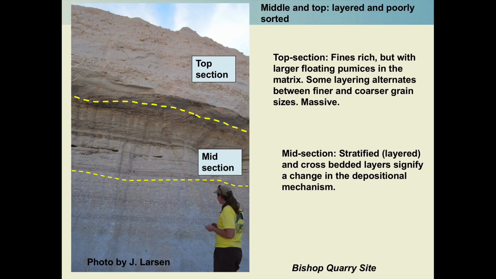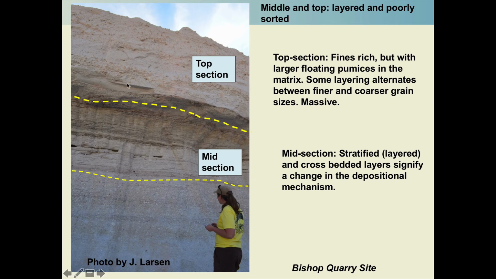I think that might be a fall deposit. The midsection, again, is stratified, layered, and cross-bedded. Layers signify a change in the depositional mechanism. My hypothesis here is that it could be a surge deposit. It's cross-bedded and layered, it has flow structure, it looks like it flowed.